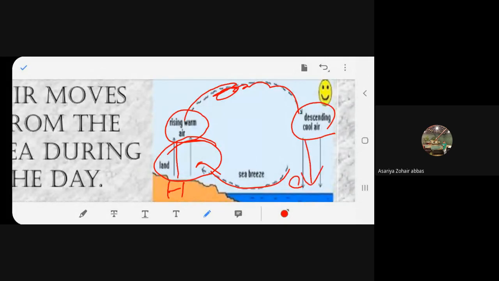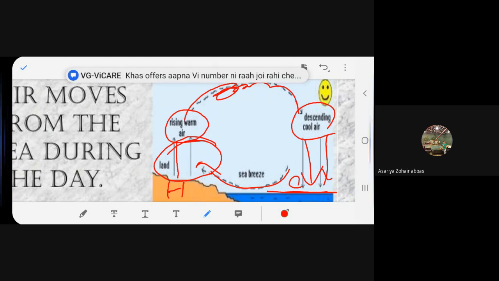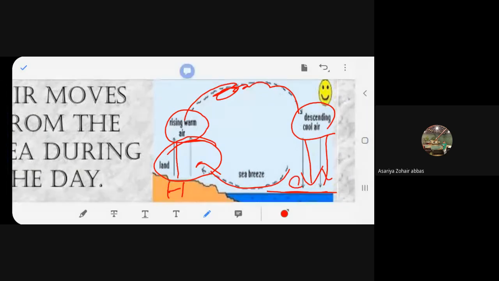And then it comes onto the surface of the water in the form of rain or in the form of cold air, whatever. You understand? And this is the cycle which follows during the daytime. Is it understandable? Is it understandable, beta?